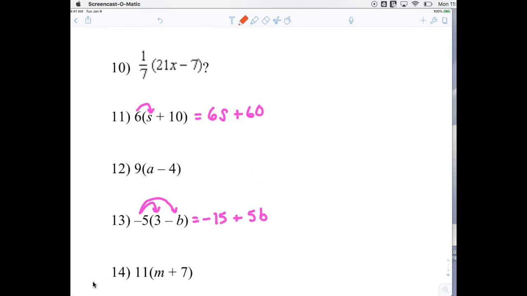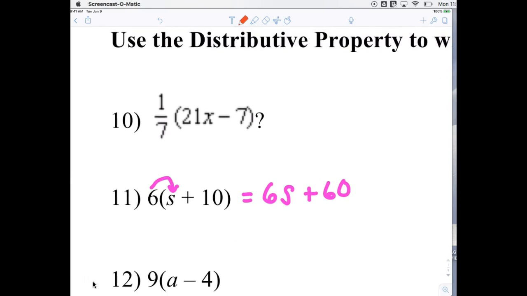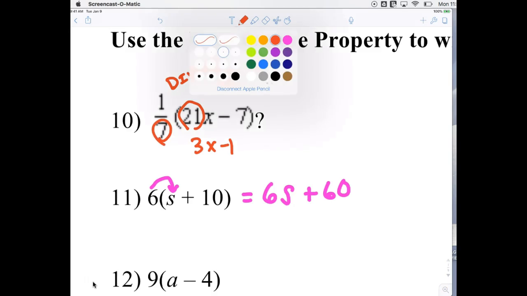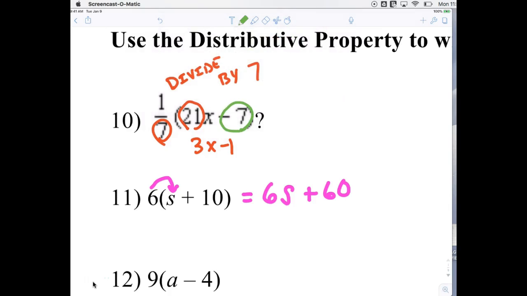Now, again, I want everybody to make yourself a note. 1/7 means to divide by 7. That's what I want you to remember. Divide by 7. So you end up with what? 3x minus 1. Thank you. 3x minus 1. Because again, remember we do 21 divided by 7. And then we do -7 divided by 7, which is -1. Very good. Joseph, you good back there?